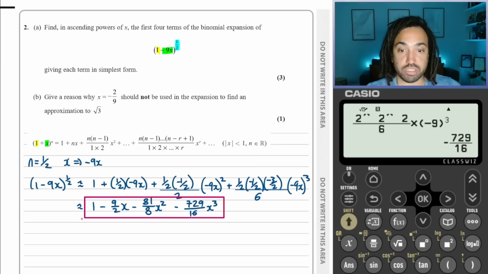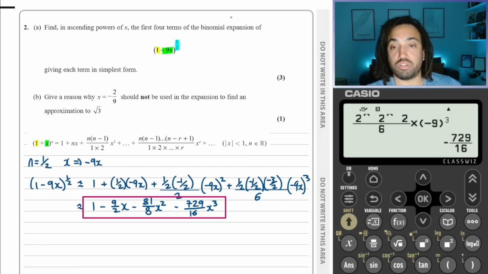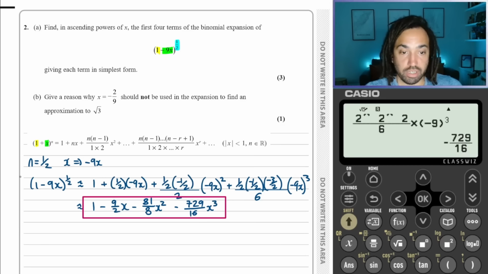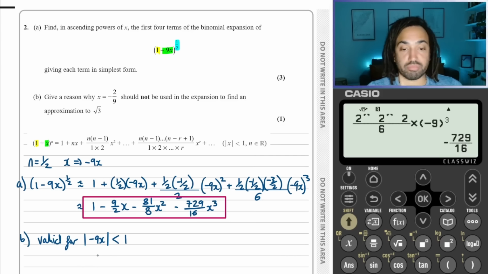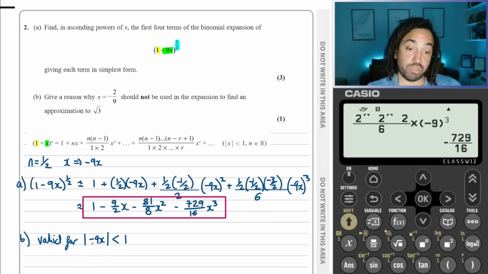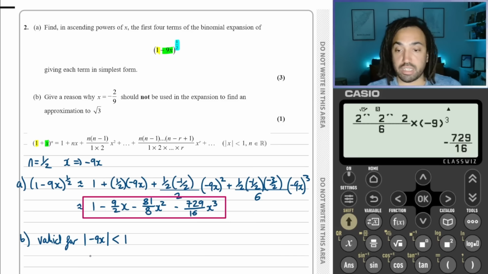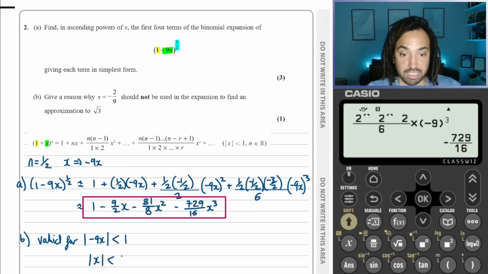Okay, perfect. So let's go on to the next one, and it says give a reason why x is equal to minus 2 over 9 should not be used in the expansion. Okay, so there's an important rule when you use the binomial expansion, and that is that we are valid for the modulus of whatever the x is, which in this case is minus 9, needs to always be less than 1. So, well, the modulus is going to take care of the minus sign there, and if we divide through by 9, we're going to get that the modulus of x needs to be less than 1 over 9.